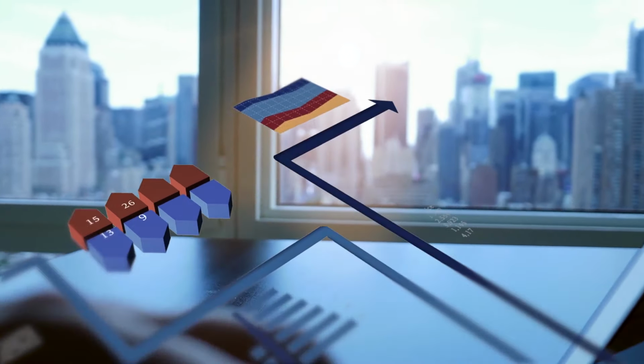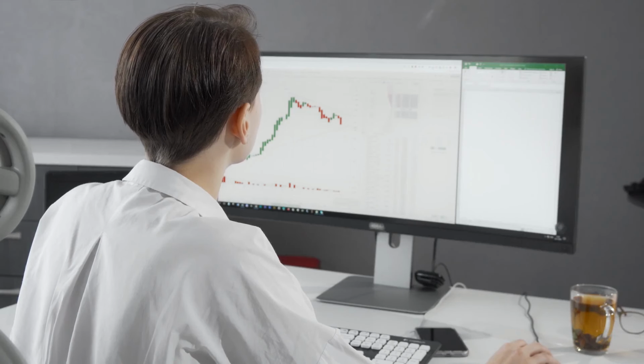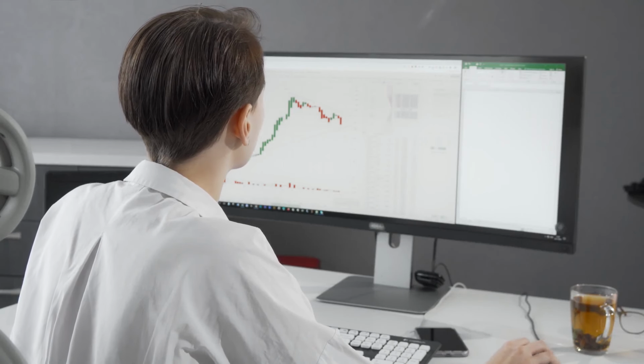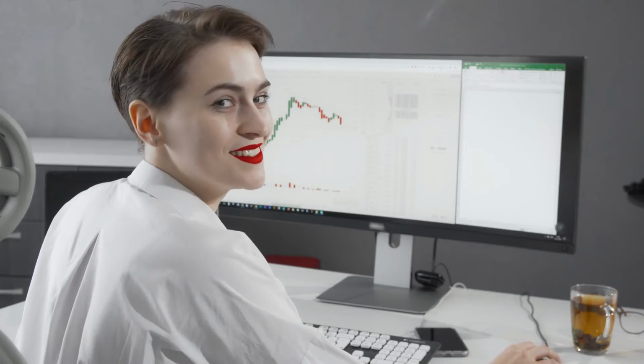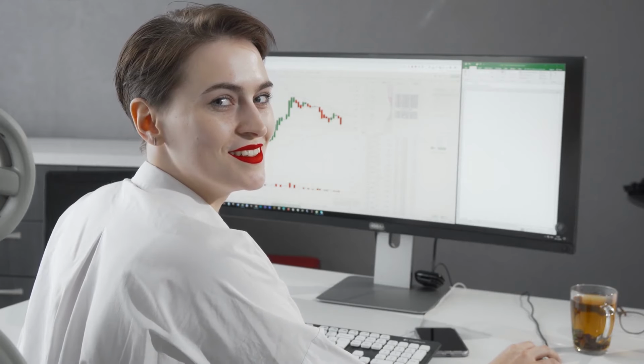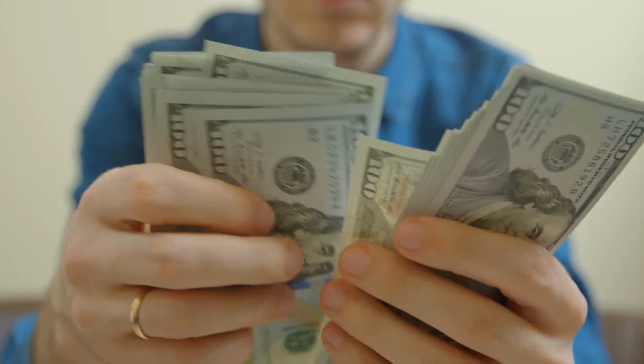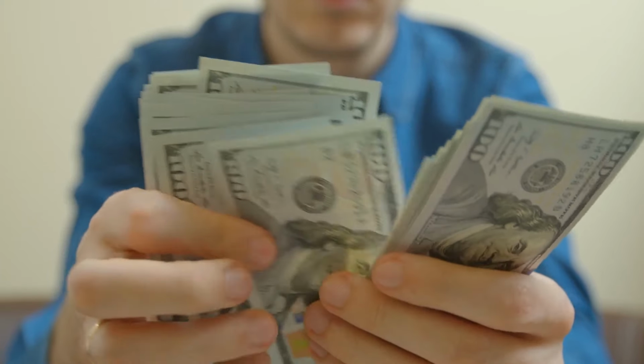Becoming proficient in understanding balance sheets is like any skill. It takes practice. So don't get discouraged if you don't get it all at once. Keep practicing, keep learning, and before you know it, you'll be analyzing balance sheets like the best investment analysts.